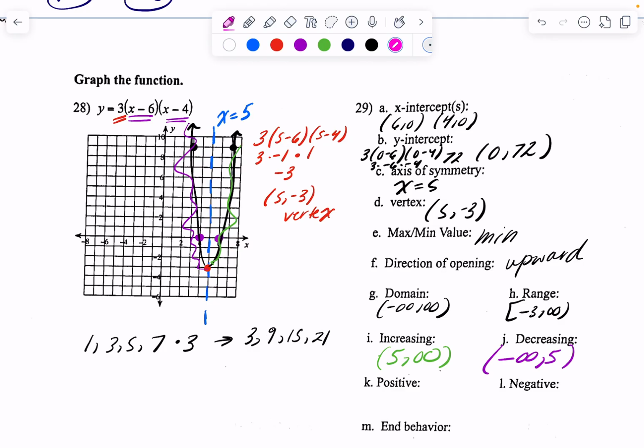Positive is when you're above the x-axis. So we're positive from negative infinity to 4, united with also from 6 to infinity. Negative is below, right down here, below the x-axis. So that was our x-intercepts we're using, as you can see. So we're going from 4 to 6. We're negative, and our end behavior is up and up.